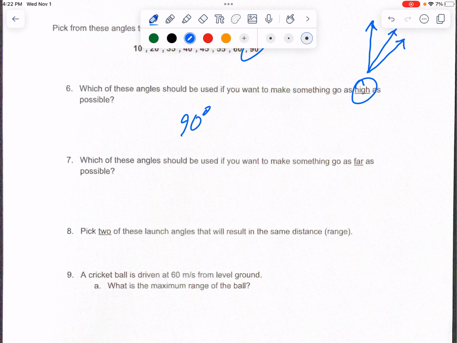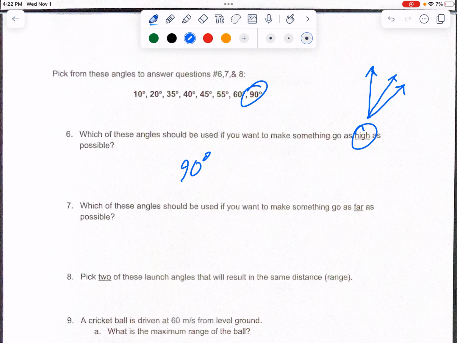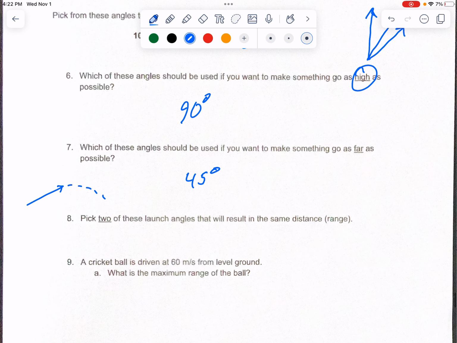7, which of these angles should be used if you want to make something go as far as possible? So I've seen some people, their instinct is, well, if 90 degrees gets me as high as I want to, 10 degrees must get me as far as I want to go. Now, 10 degrees will have the majority of horizontal velocity versus 90 degrees. So it will have very high horizontal velocity, but it doesn't have enough hang time. It's going to come back to the ground pretty quickly because it just doesn't get high enough off the ground. If you want something to go as far as possible, remember 45 degrees is the best angle.